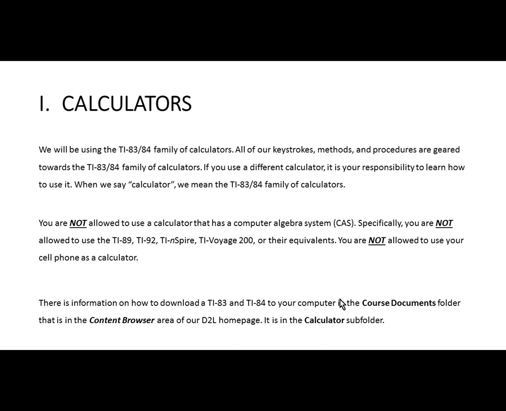Now, there's information on how to download a TI-83 or TI-84 to your computer in the course documents folder that's in the content browser area of our D2L homepage. It is in the calculator subfolder. If I have time, I may show you how to do that in class, but most of you probably already have an 83 or an 84. The 85 and 86 are actually older calculators. I'm not really sure if they will work for what we're going to be doing.